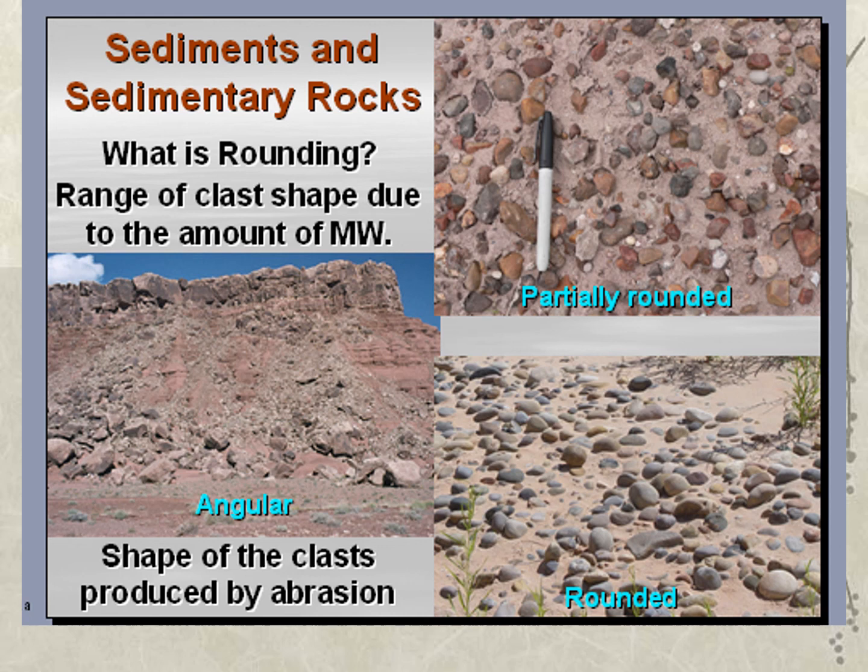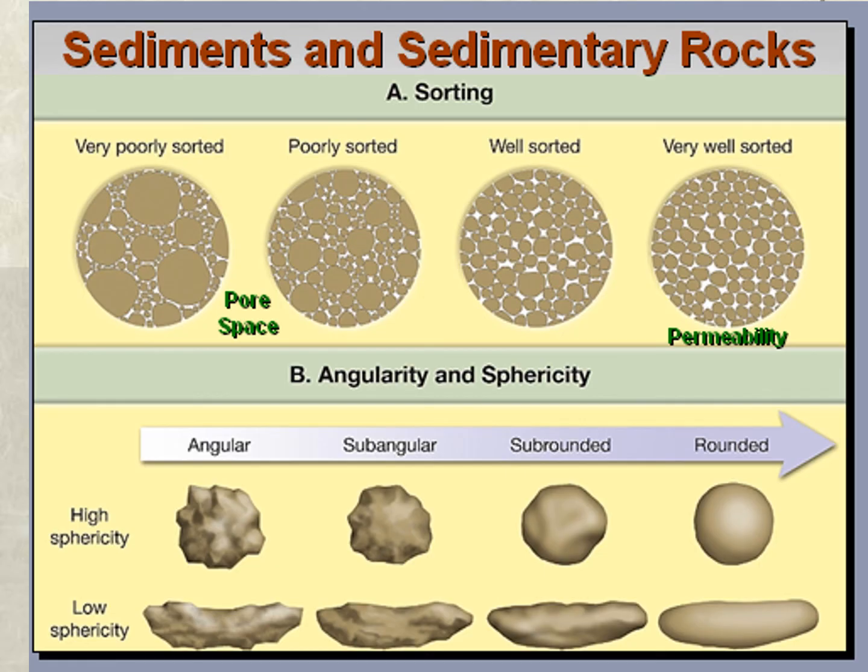Just some images here of shape. Angular clasts over on the left, rounded clasts in the bottom right, partially rounded on the top right. Another look at the shape of our grains. So there on the bottom, you have two pieces of quartz that you begin with that weather out of a granite. One has a high sphericity, one has a low sphericity. They both become rounded. Okay, but they'll have a different shape at the end, but they're both considered rounded.